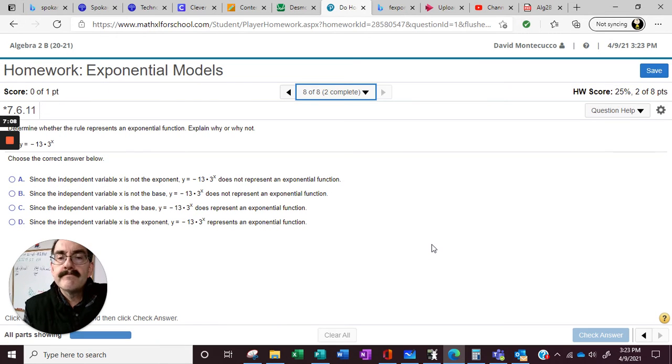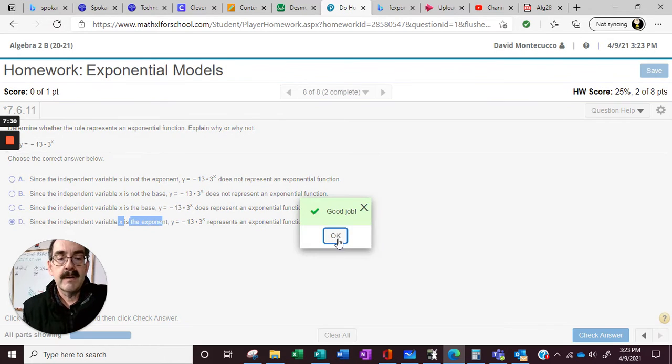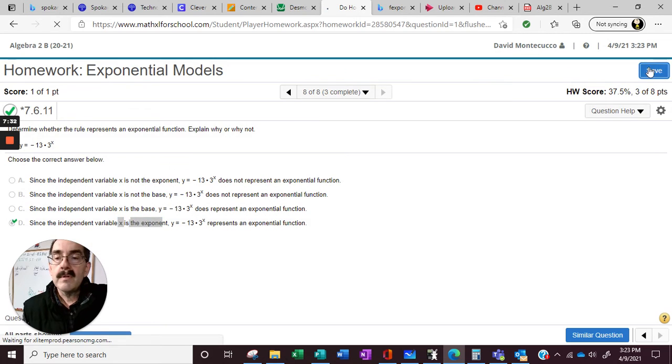Now let's go to that last one, question 8. Negative 13 times 3 to the x. You see how the x is the exponent? That means it's exponential, since the independent variable x is the exponent. Boom. And we'll click save.